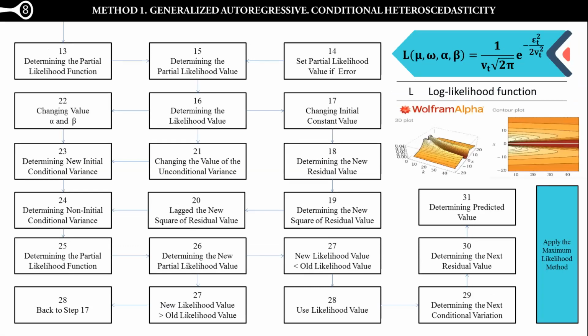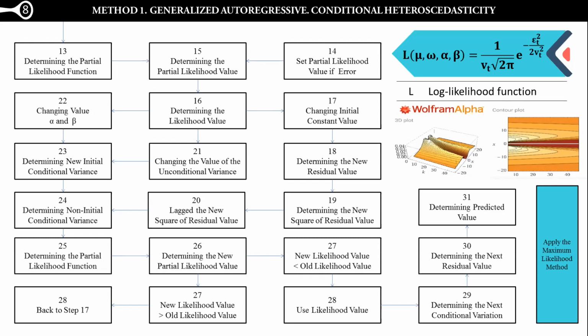Using the non-initial conditional variance, we can find the time-dependent partial likelihood value, of course after determining the partial likelihood function first. Since we use the Gauss method, the partial likelihood function is attached in the upper right corner. The sum of the time-dependent partial likelihood values will be the likelihood value. To maximize the likelihood value in the Gauss likelihood function, we need to change 4 variables, namely the value of alpha, beta, initial constant, and unconditional variance, by applying 5 predefined boundary conditions.